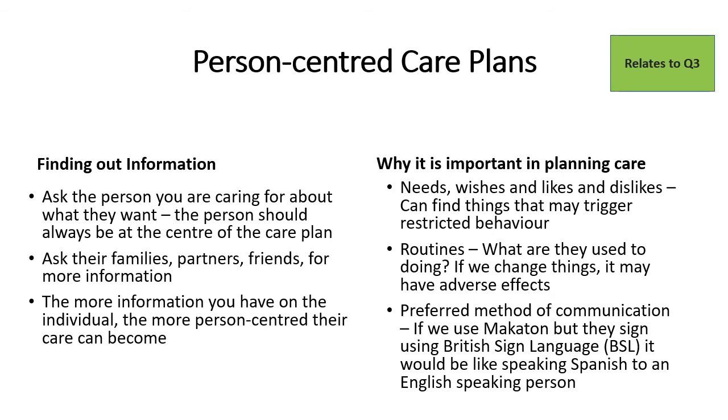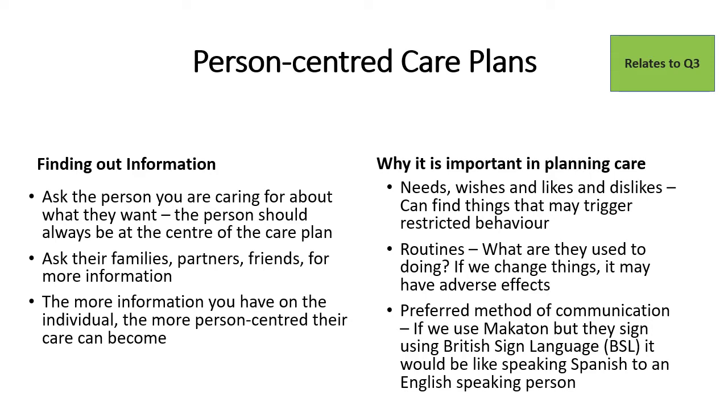Okay, so finding out information. Again, we've looked at this, and we're looking at specifically aiming it at individuals with autistic spectrum condition, but ask the person you are caring for about what they want. The person should always be at the centre of the care plan. Ask their family, their partners, friends, ask them for more information. The more information you have on the individual, the more person-centred their care can become.